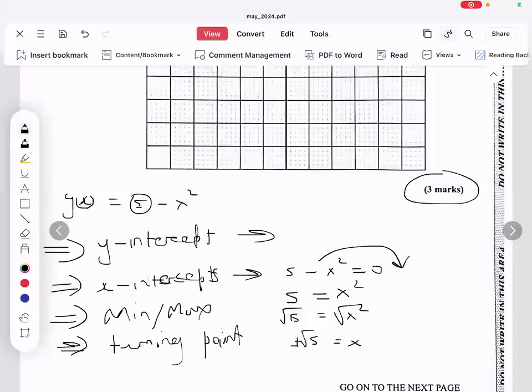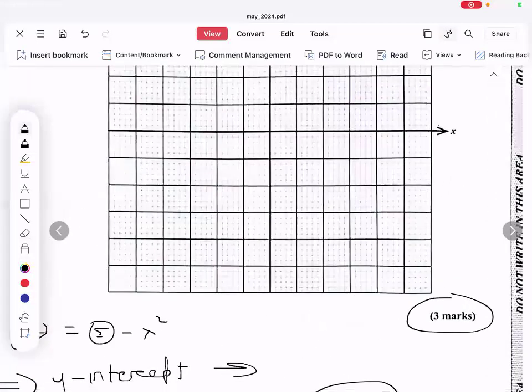Sir, I got 2.23. So I'm just going to work with 2.23. I'll work with about 2 1/4. So 2.23, 2.25, 2 1/4.